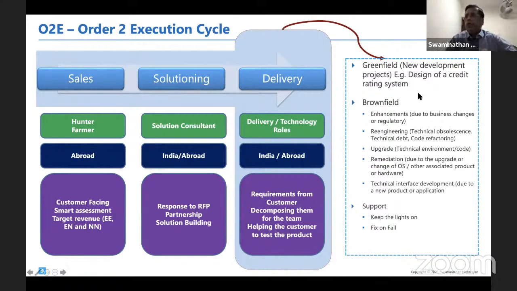So what are the types of projects? You can have a greenfield project. Greenfield means the customer wants a new system. He doesn't have anything here. So he says, can you help me develop a new system? That is a greenfield project. Then a brownfield project. In brownfield, there is something already there. Now he wants you to do something to it.